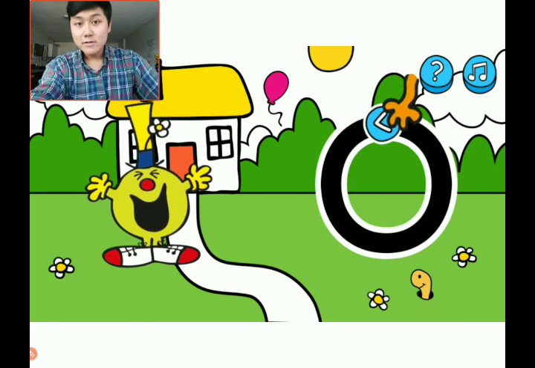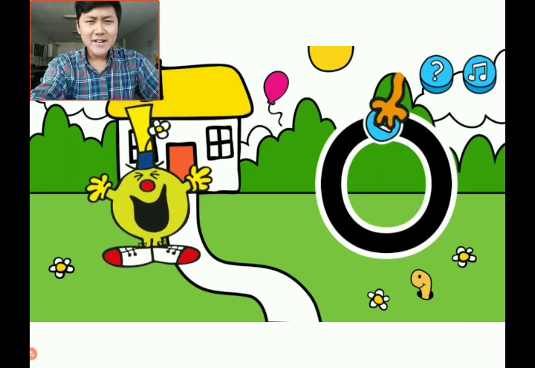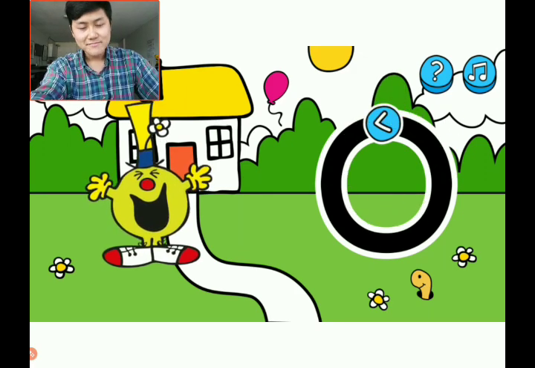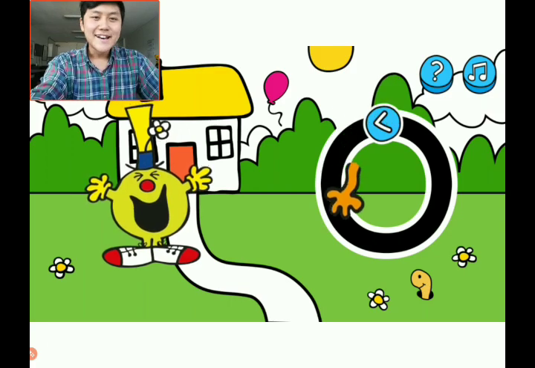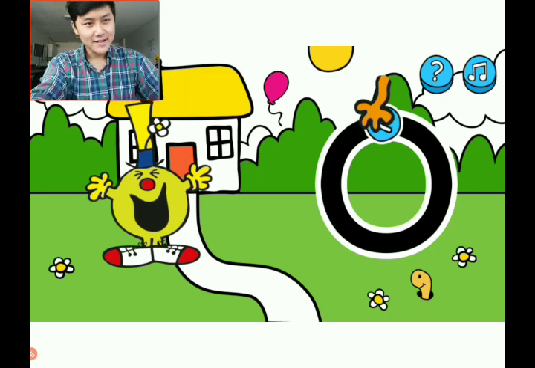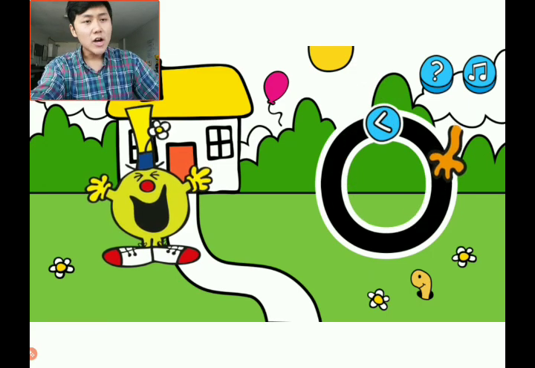That's a notebook. O, that's Mr. Funny. He looks like he's laughing at his own joke or something. Mr. Funny. And he also has cool shoes as well. Oh, and there's a little cute flower on his hat. Yeah, cool. So letter O, very simple.